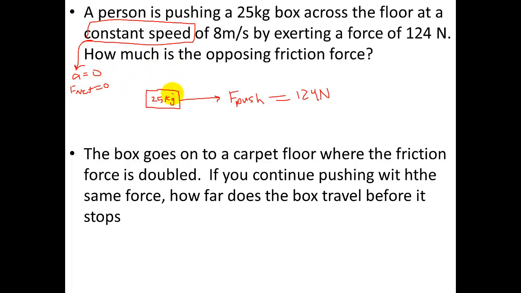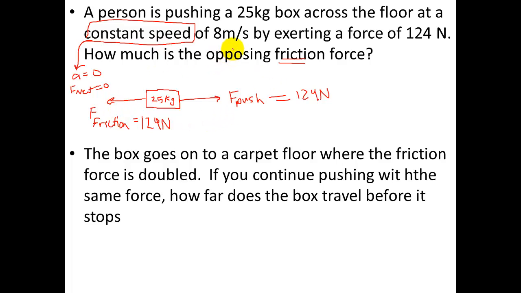The only way the net force can be 0 is if there's something pushing the other way. And this is, as it says, friction. So here we have force of friction. And because it doesn't say anything about any other forces, there shouldn't be anything else touching it. Friction is between the box and the ground, and the push is because of our hands. The force of friction should be opposing this, so it should also be 124 newtons, but it's backwards.